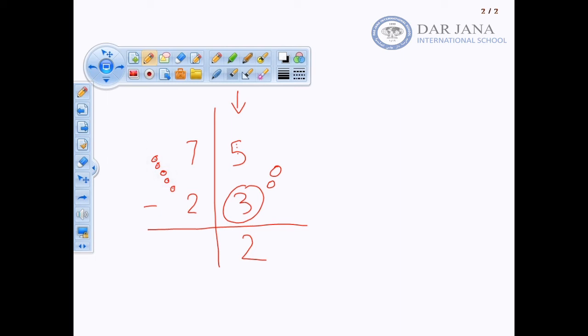So 7 minus 2 is equal to 5. Okay, so 75 minus 23 is equal to 52. Or, we can just count back.